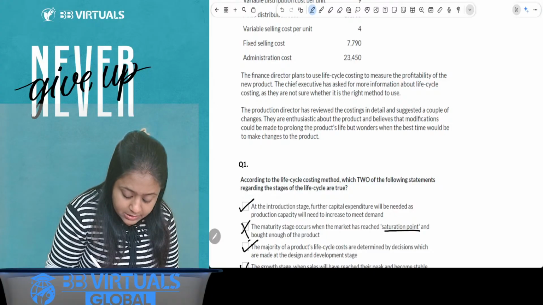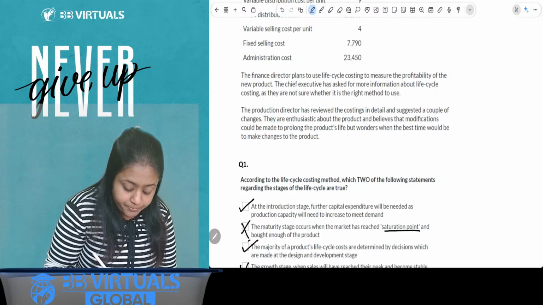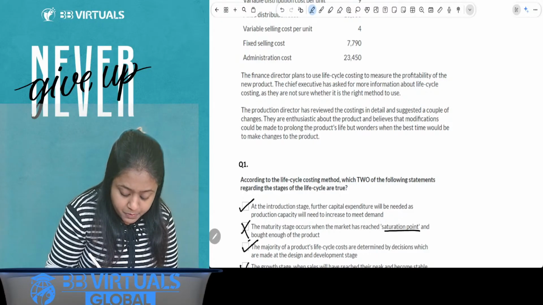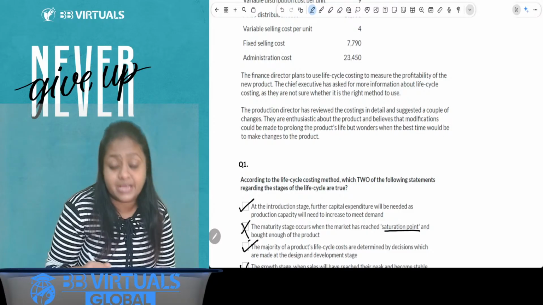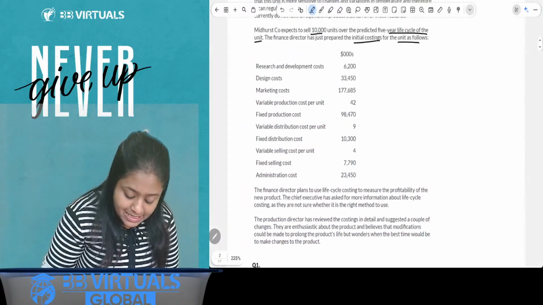The production director has reviewed the costings in detail and suggested a couple of changes. They are enthusiastic about the product and believe that modifications could be made to prolong the product's life, but wonder when is the correct time to make the changes. Okay, we'll come to it, but let's calculate the cost.